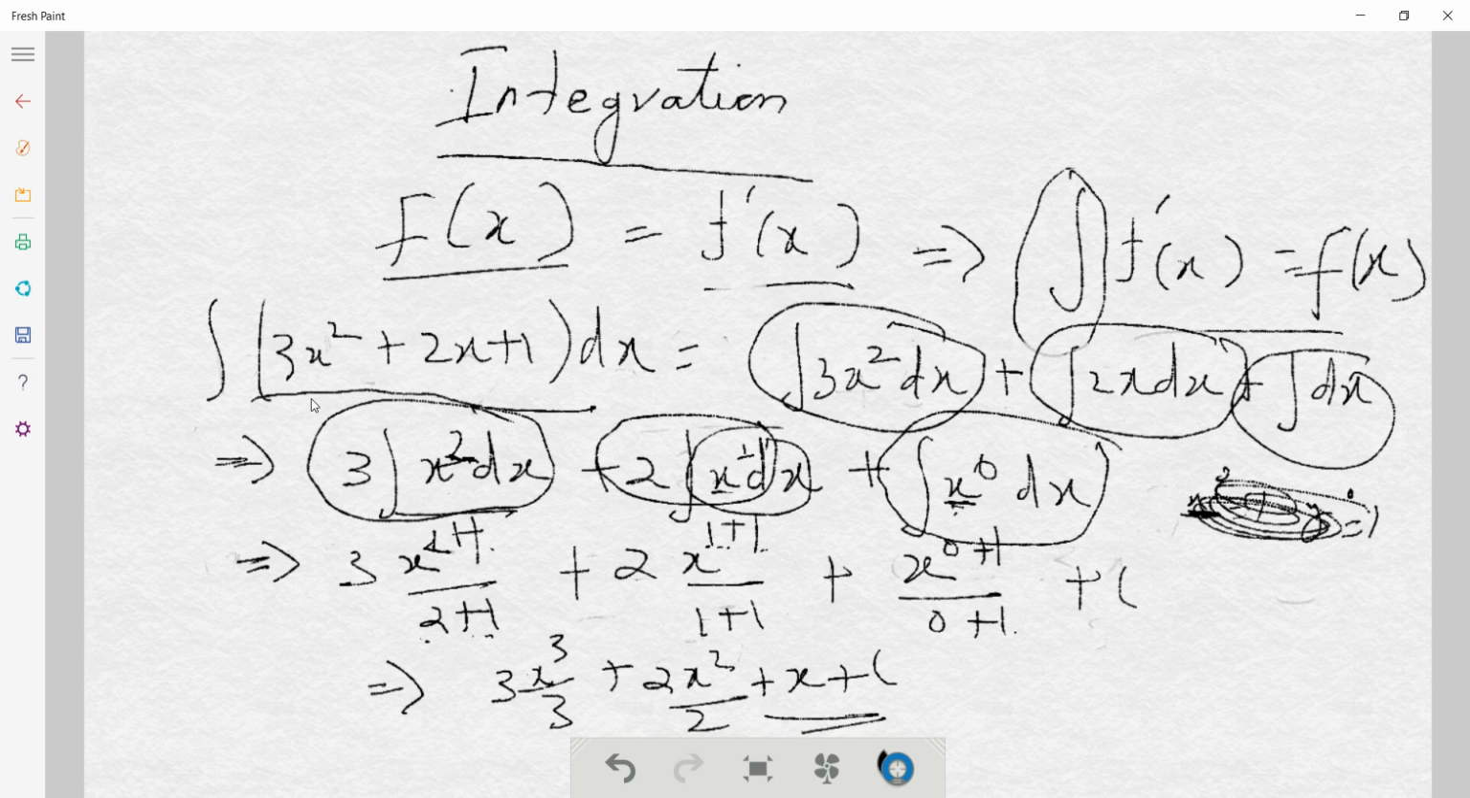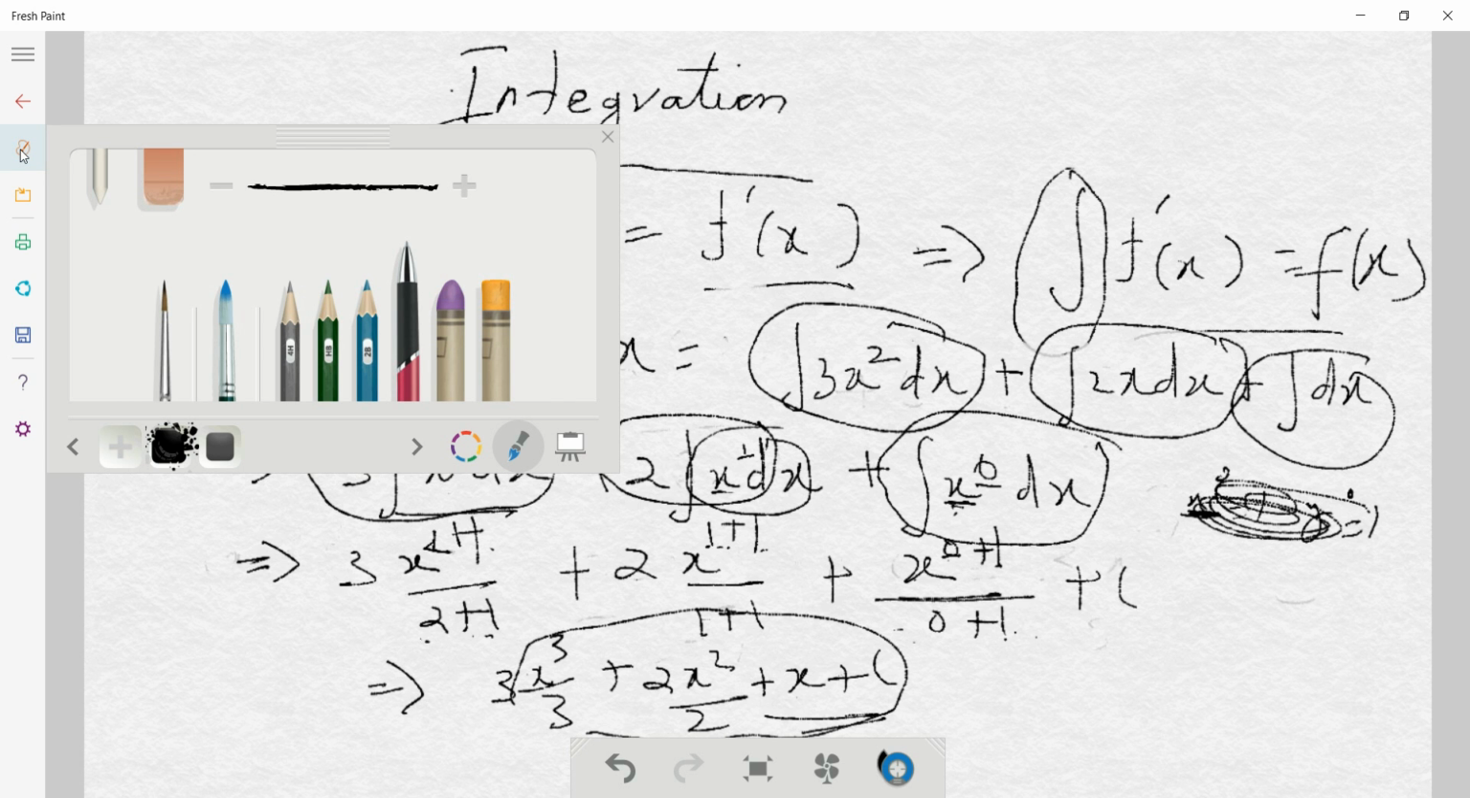And now here, the same formula we're going to apply. So x to the power n. What is n here? n is 0. So x to the power n plus 1, that is 0 plus 1, and divided by n plus 1, that is 0 plus 1. That will lead you to this. That's all. Pretty straightforward. Okay, let me clear this.